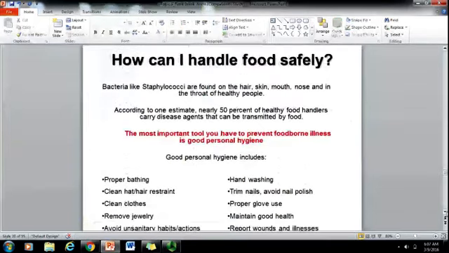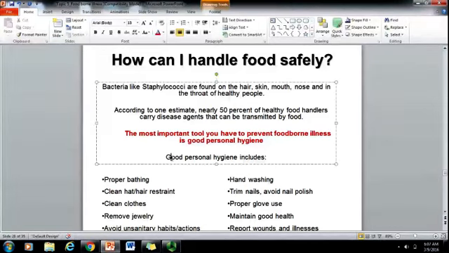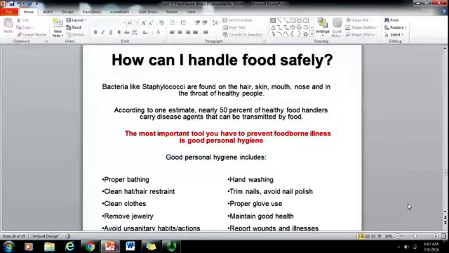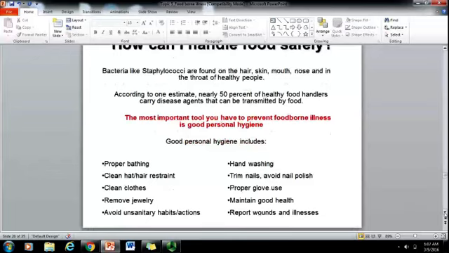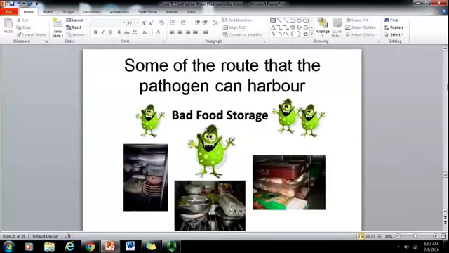So the main point is that you have to handle food safely by adopting good personal hygiene, because more than 70% of foodborne contamination comes from the food handlers themselves. Therefore, you must maintain proper personal hygiene. From this slide onwards, we show some of the routes that pathogens can use to harbor in your food.